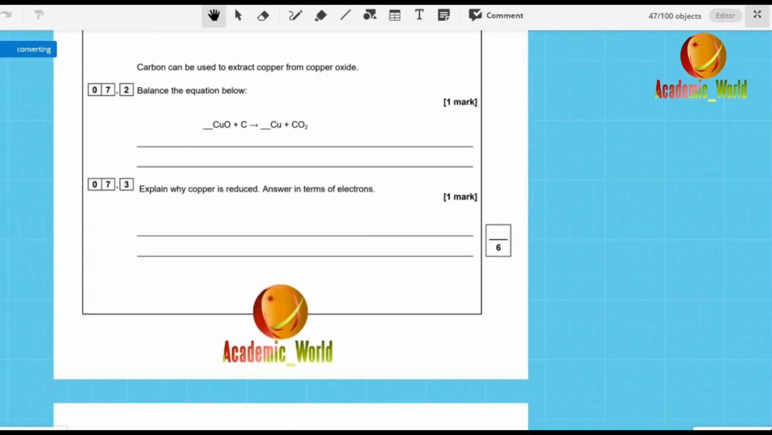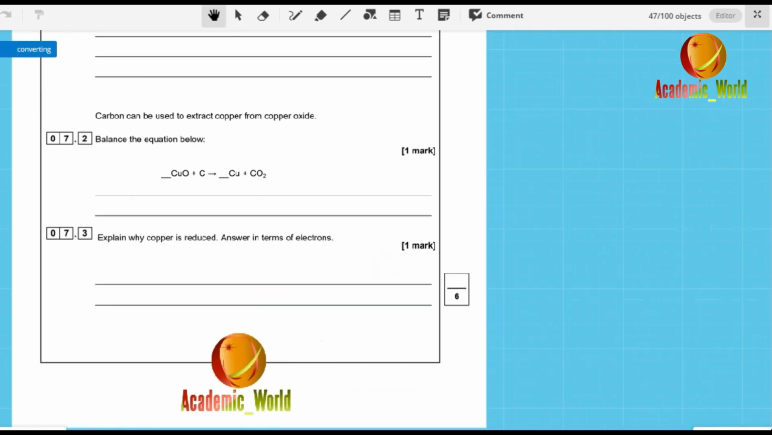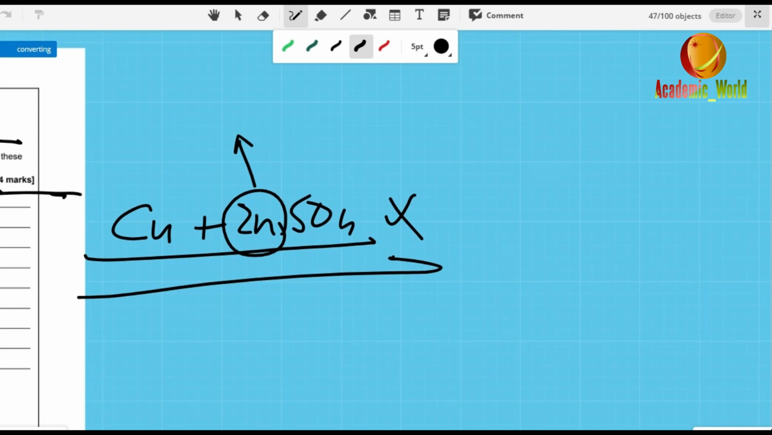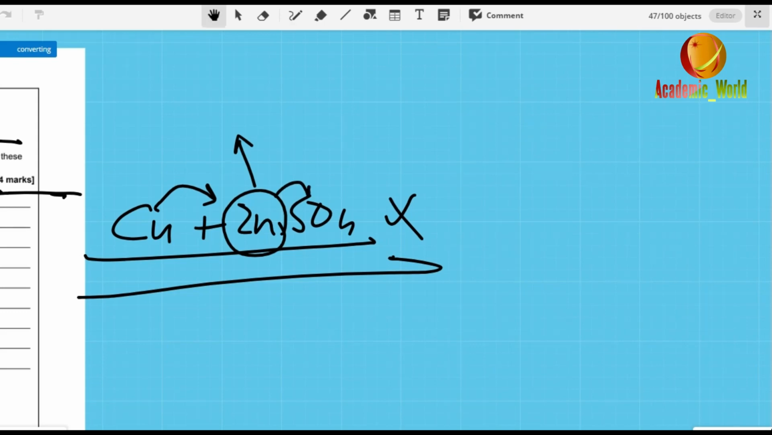And next one, here, if the zinc is present at a higher reactivity, then copper will not be able to displace the zinc. Okay, so zinc will strongly attach with sulfate. Okay, so it means there will be no reaction.